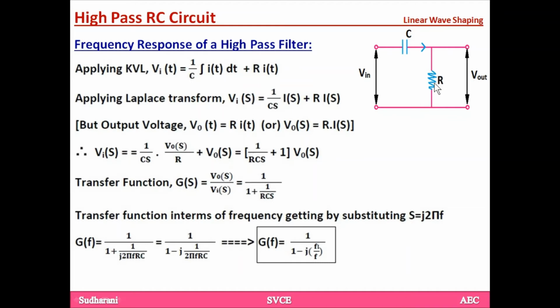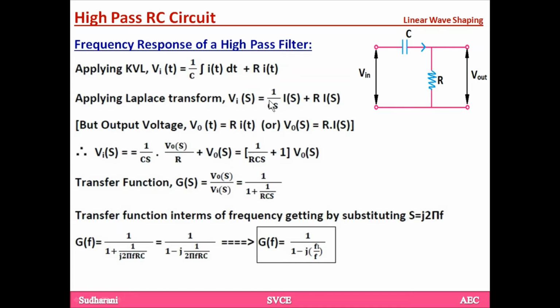Now from the circuit, let me find what R into I of s is. This is nothing but the drop across the resistor, that is nothing but the output voltage. From the circuit, the output voltage V0 of t is nothing but R into i of t. So in terms of Laplace transform, V0 of s is equal to R into I of s. So R into I of s I substitute as V0 of s, and I of s as V0 of s divided by R. From this equation I substitute these values.